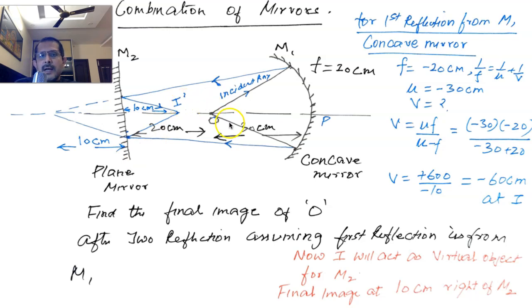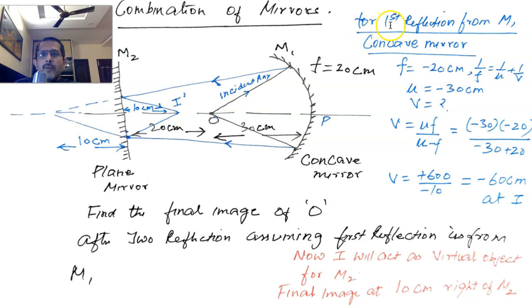So to summarize, first, keeping this object here and keeping this mirror in mind, we will find the image. That image would serve as an object to this mirror, and then we have to find the image, and that would be the answer. Let's get it started.